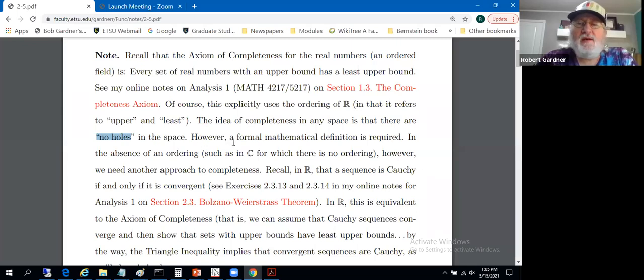Well, we need a formal definition, something better than this no holes in the space, the idea of a continuum. What's that mean? If we don't have an ordering, in the absence of an ordering, and you know, that's the situation with the complex numbers. There is no greater than, less than on the complex numbers. See my complex analysis notes for proof that there is no greater than, less than. That term ordering is used in set theory in a different way. So we're not talking about well orderings, that idea from set theory. This is the greater than, less than idea of an ordering that you're used to on the real numbers.